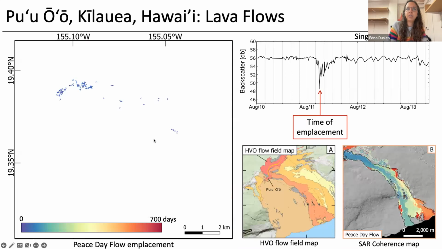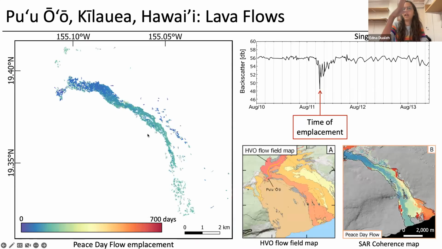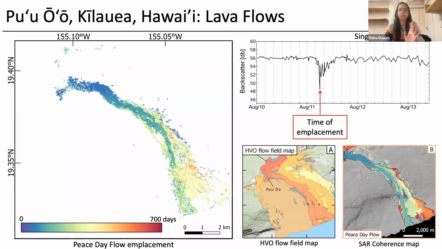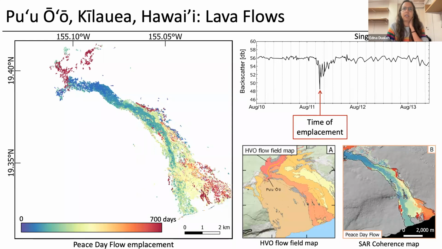We can plot it in time intervals like this, which helps visualize the progression of the flow through time, where the flow front is active, and when it changes directions, as well as how active the flow is. And the final flow maps that we produce just from the SAR backscatter data match well with maps produced by the Hawaiian Volcano Observatory at the time of the eruption, as well as maps produced through other methods. This one here is using the coherence data.